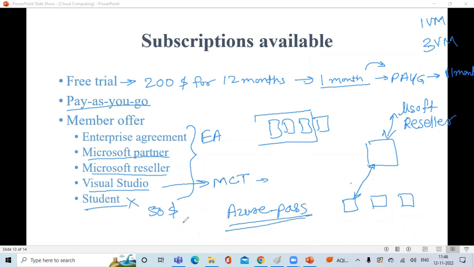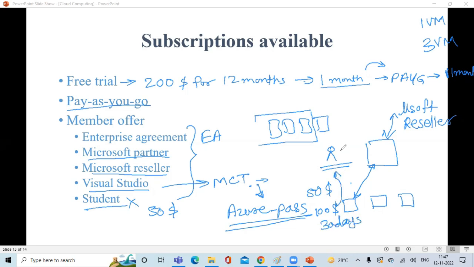And another thing is Azure Passes. Azure Pass means what? Microsoft partners, enterprise agreement, or the MCP ones, they can generate Azure Passes of $50 or $100 from their end. And then if another person requires that, then we can give that particular code to that particular person. Let's say you are a student of my class, then I will generate an Azure Pass for $100, which has a validity of 30 days. And then I will give it to you.